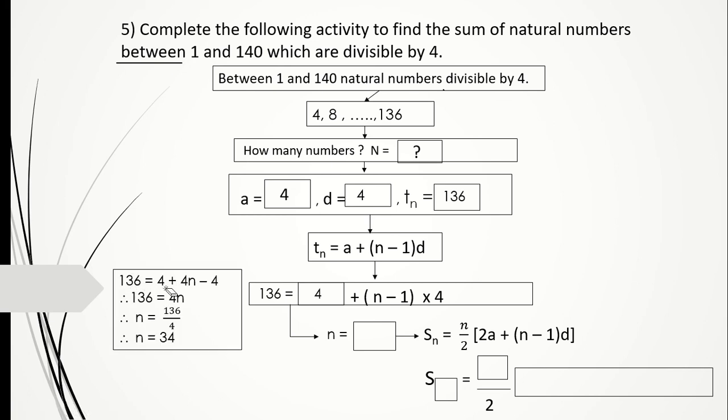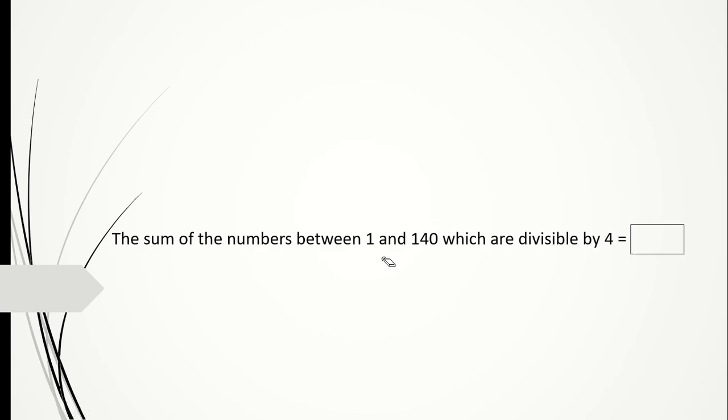At the side, I have shown what calculation we did, and we got the value for n as 34. So I will write the value for n, 34, here now. Now S34 is equal to 34 upon 2, in the box, just substitute 2 into 4, A is 4, plus n minus 1, that is 34 minus 1, into 4. Now simplify this, 4 2s are 8, 34 minus 1 is 33. The sum of the numbers between 1 and 140 which are divisible by 4, this is the final answer, directly the final box is given.